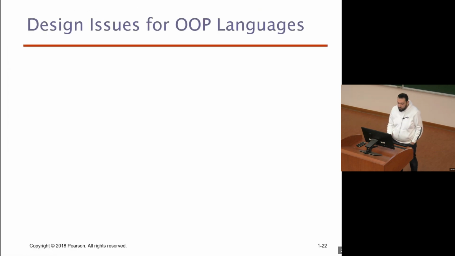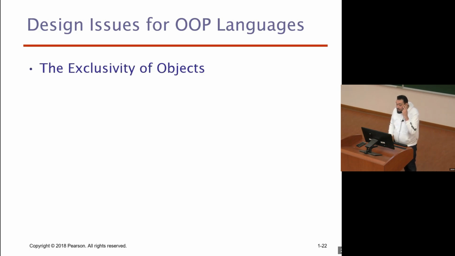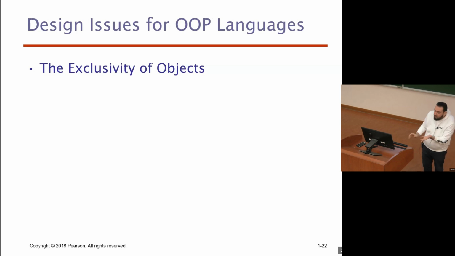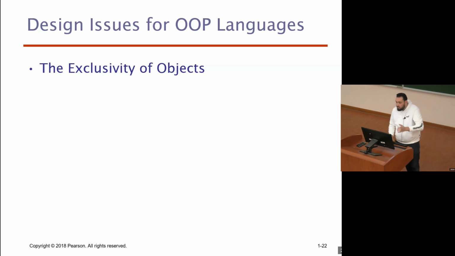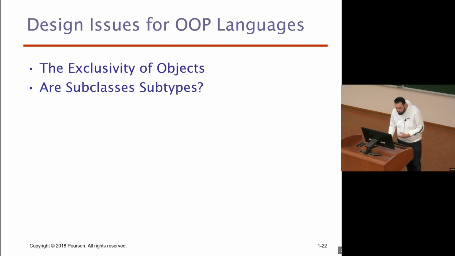Okay, now we're going to talk a bit about design issues. As usual, we're not going to cover all of the design issues; there are many. For example, the exclusivity of objects. What do you mean by that? Do we want the language that we're designing to have pure objects only, where you cannot use anything other than objects, or do we want to allow objects and primitives? Then subclasses and subtypes; we're going to see what we mean by subtypes.